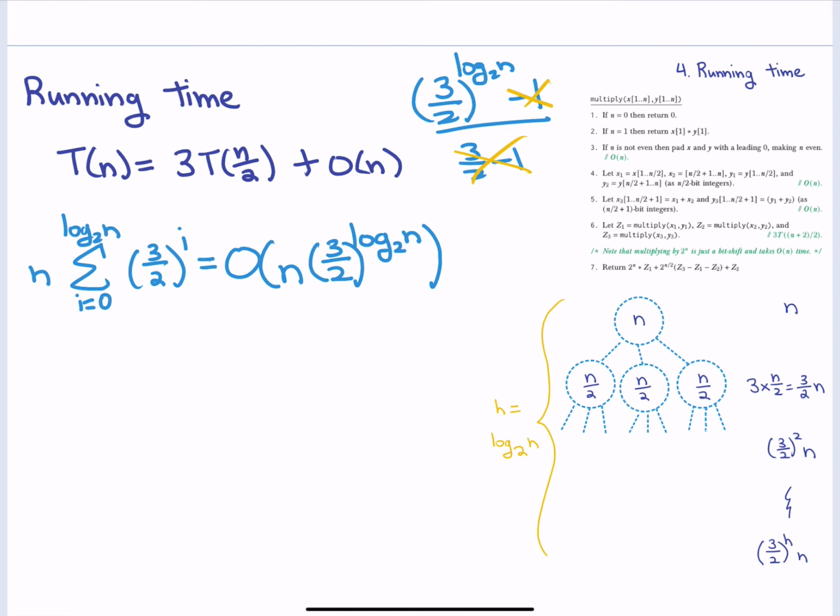Okay, this is still a little bit messy. This is accurate, but it's messy. I want to make this nice and clean. So how can I address the (3/2) to the log base 2 of n? Okay, sorry, say it again. Yeah. Okay, so you're saying that this part, oh, okay.